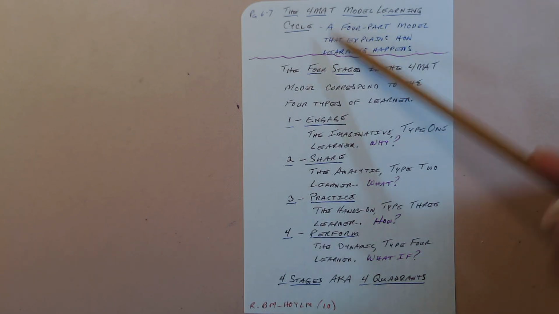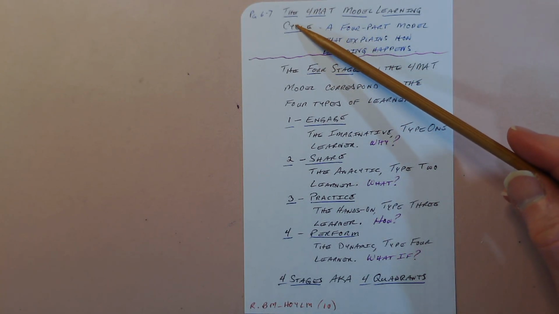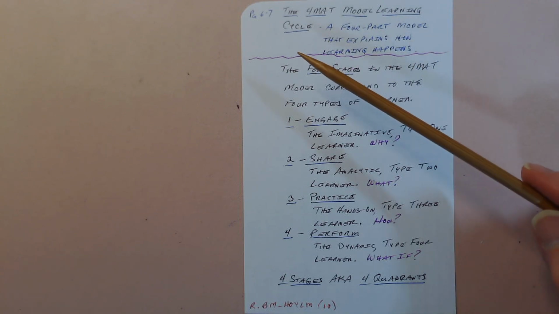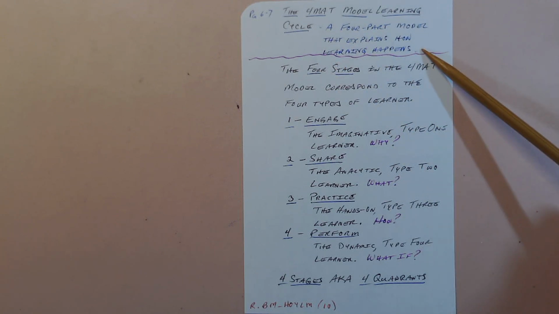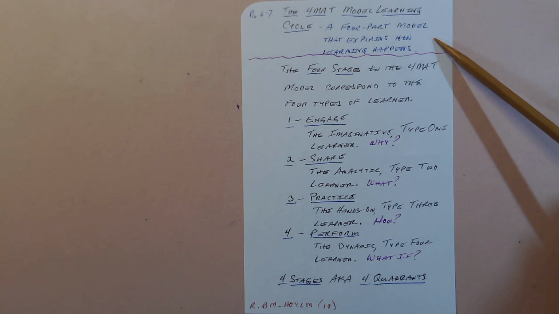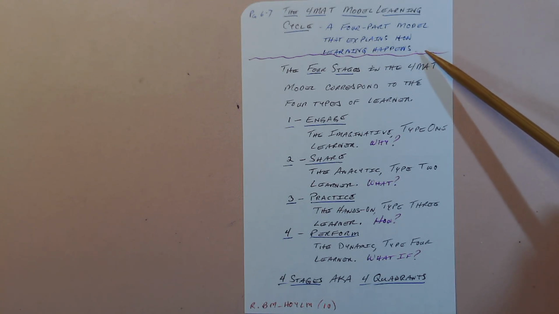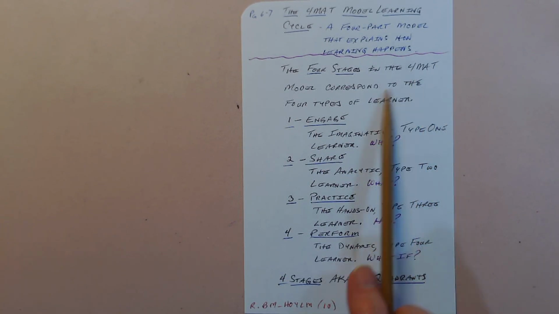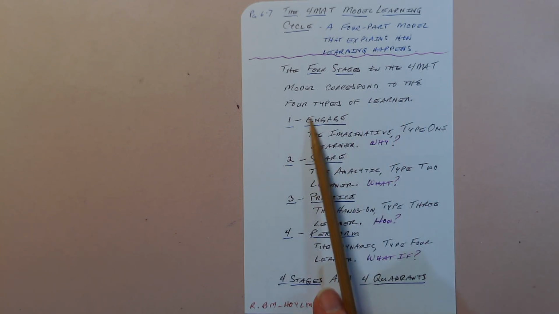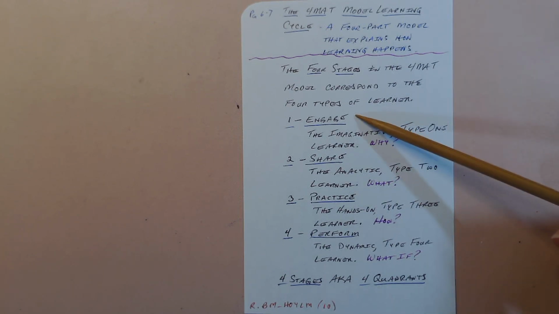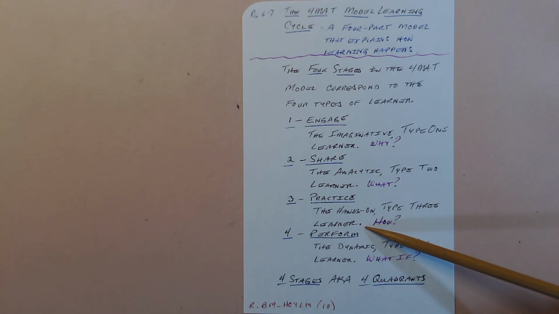My next key term was a standalone term, but an extremely important one for this book: the FORMAT model learning cycle. I took the author's definition verbatim. This is a quote. It's in blue, and that tells me it's a quote: "A 4-part model that explains how learning happens." The book goes on to explain that there are four stages in the FORMAT model, and those four stages correspond to the four types of learners. The four stages are named engage, share, practice, and perform. So those are key terms for the author.